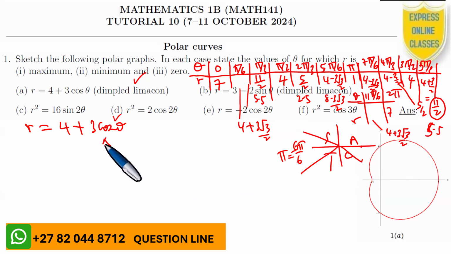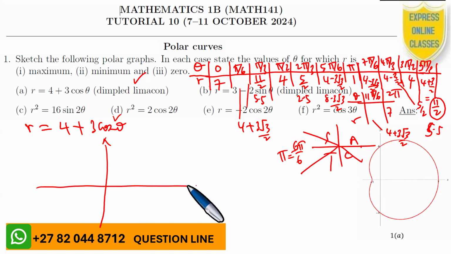So obviously, sometimes you have no calculator in the exam. So what you can do is you just deal with the estimates. So now, let us do something here. When theta is 0, you have 7 units. And 7 looks like the biggest one.